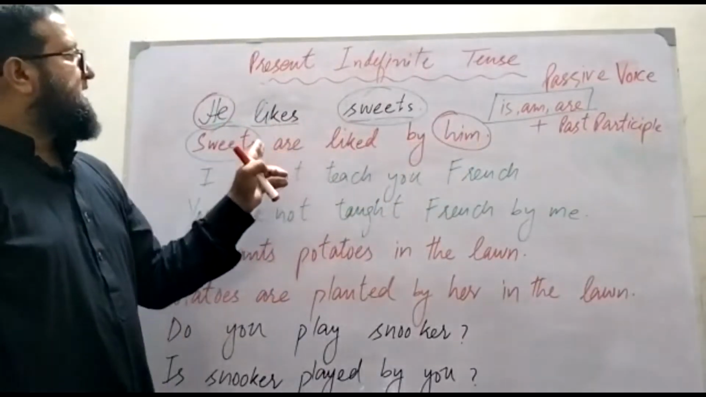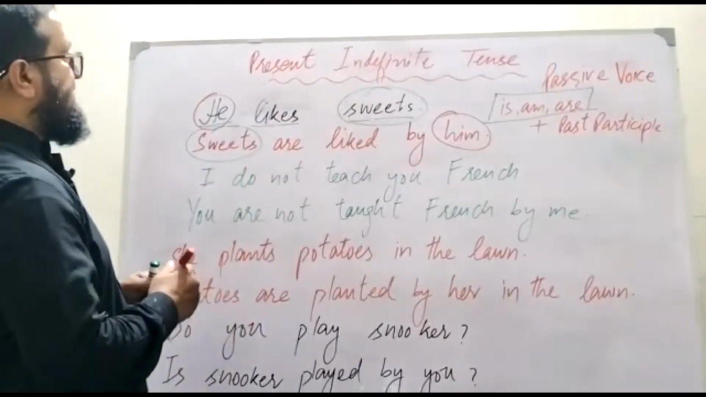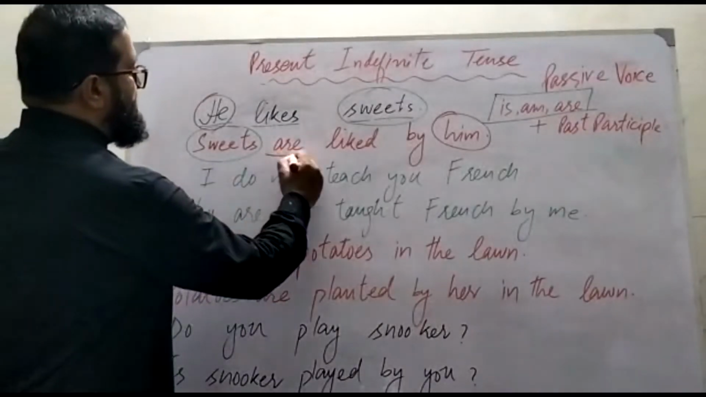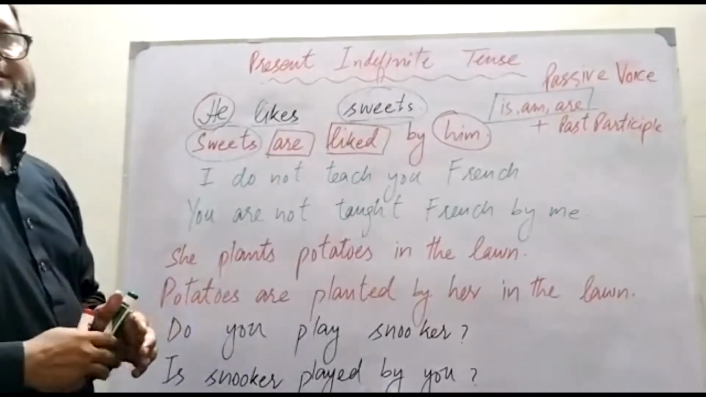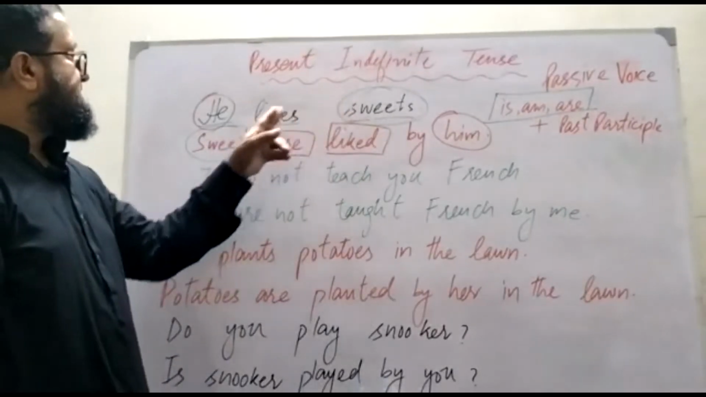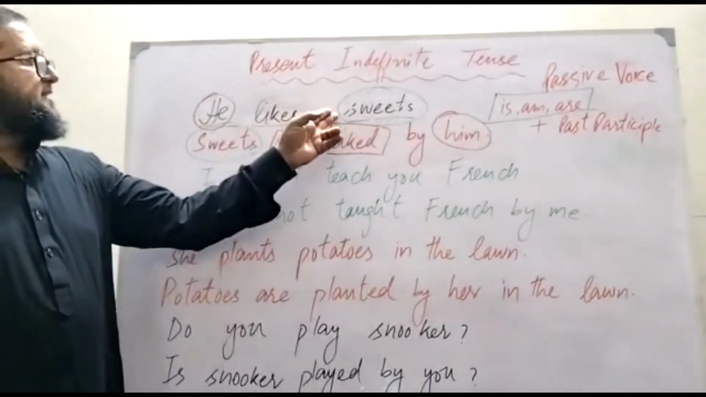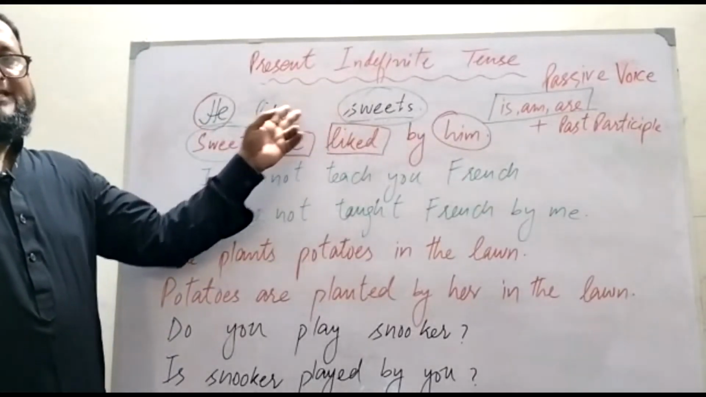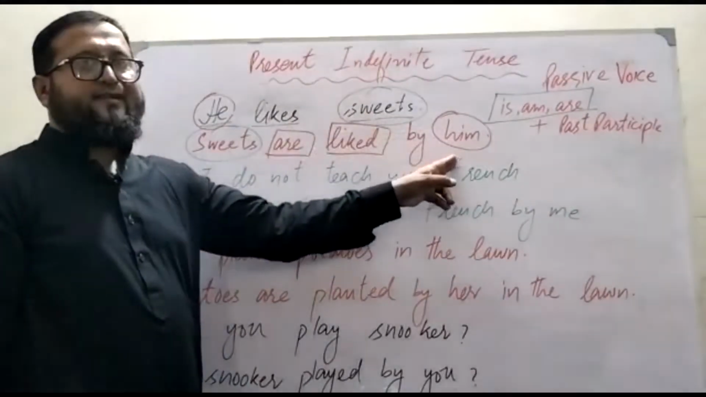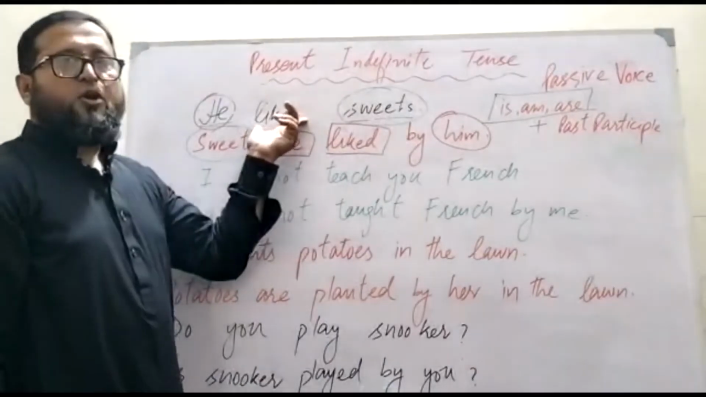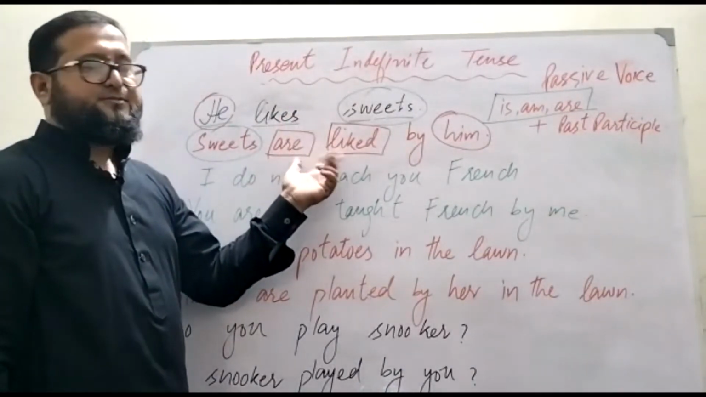The verb form is changed, is or are. Sweets is plural, so you have to put are. Are is compulsory. And then the past participle, the third form of the verb. Sweets are liked by him. You already see that the object is present. You have to put the object in the beginning and the subject at the end and change the verb form of likes, and it will turn into are liked.